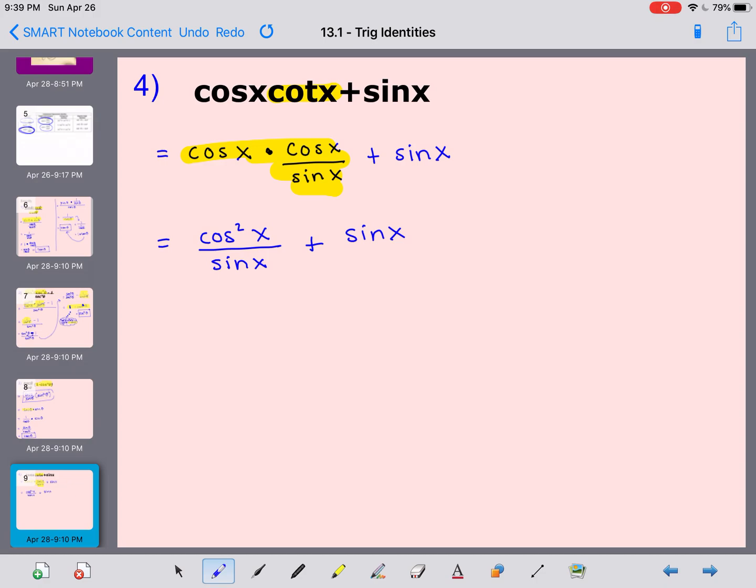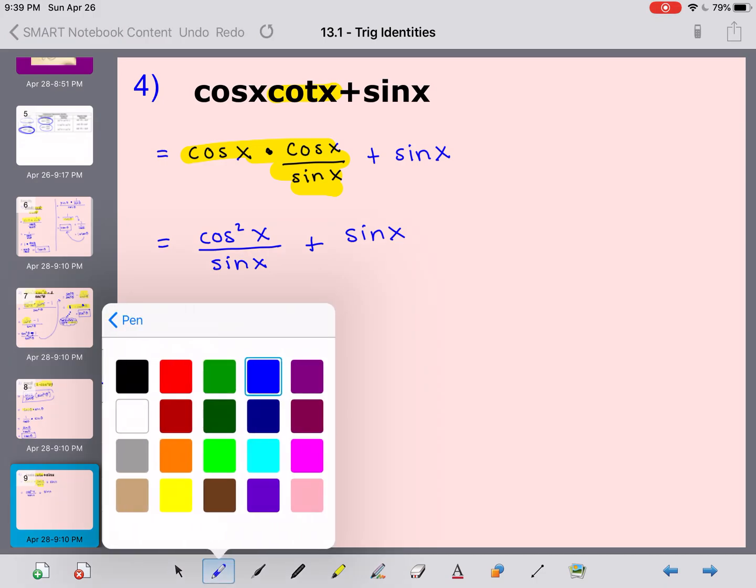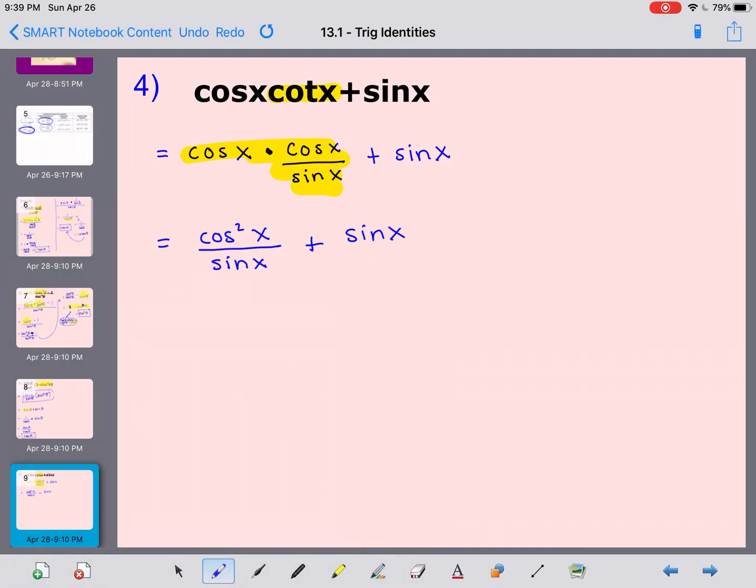So this is where it kind of gets a little bit confusing because you don't want to show any more work on this step. So what you would do is you have to do that algebra in your head of getting a common denominator. So I'm multiplying this guy by sine x over sine x to get a common denominator.